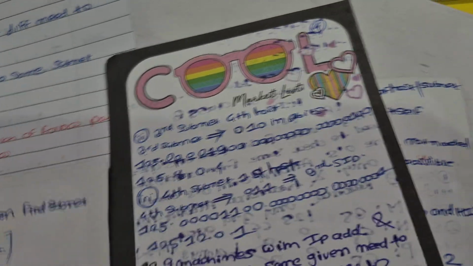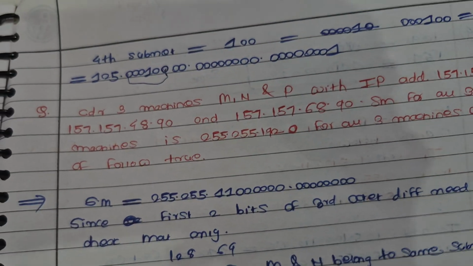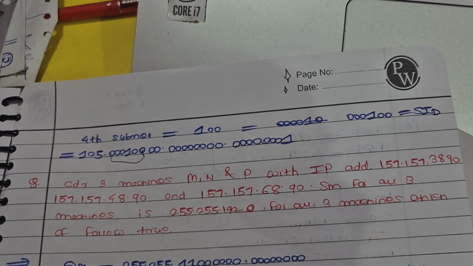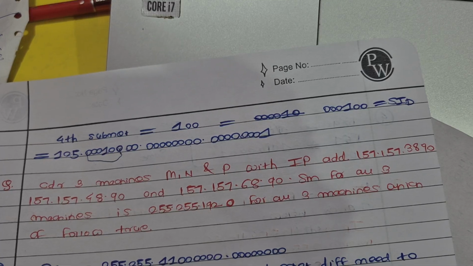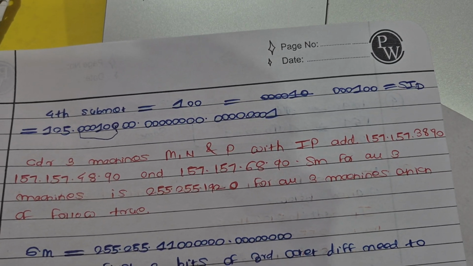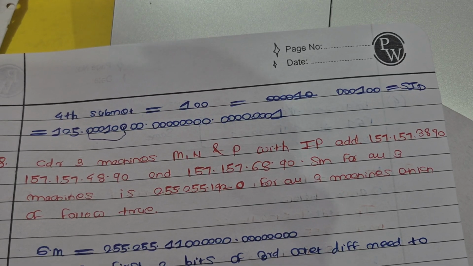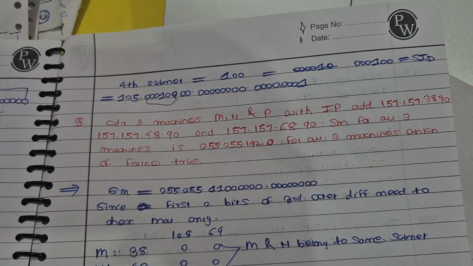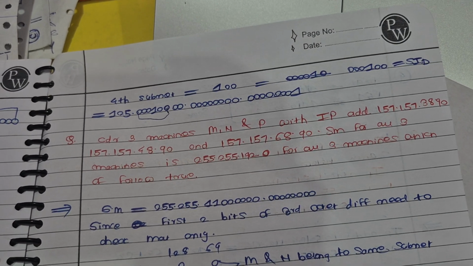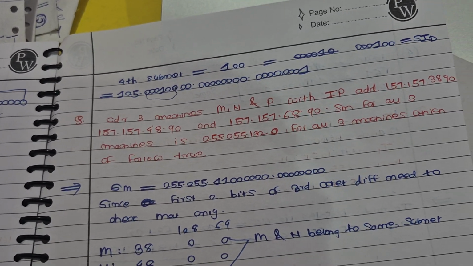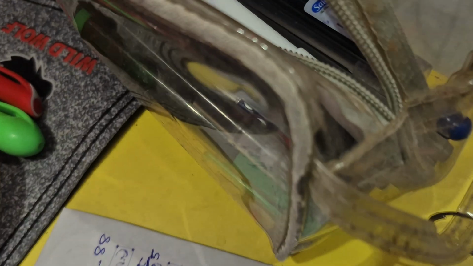Moving forward, the question was: consider 3 machines M, N, P with 3 IP addresses given, and for all 3 only one single subnet mask is given because all 3 belong to the same class. We needed to find from the 4 options whether those machines belong to the same network or a different network. So let me show you that.